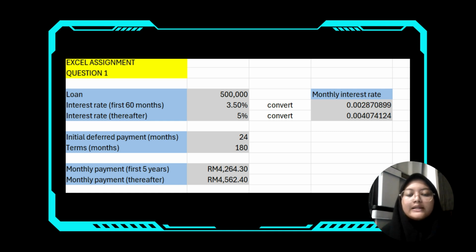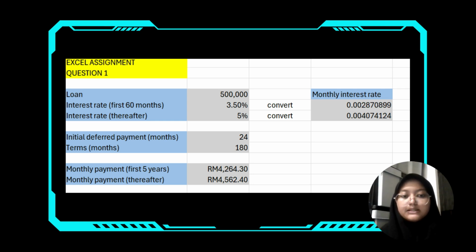which is 0.004074124. The question also mentions that there are no payments for the first 24 months and the payments will continue until the end of 15 years, which is 180 months. So with the information given, we need to calculate how much the monthly payment is for the first 5 years and also the monthly payment after the first 5 years.